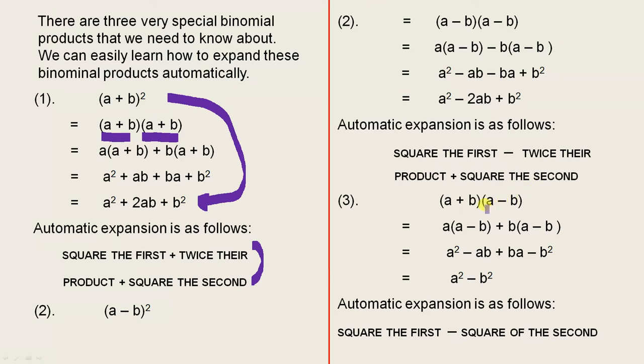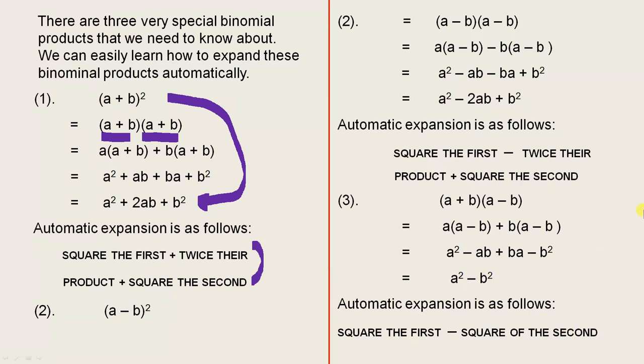Number 3. This is a different type of expansion where you have the product of a sum and difference. That is, you've got two terms that are added together and two terms that are subtracted from each other, and they're the same terms. That's the expansion. That's removing the grouping symbols. And that's the answer, because minus ab and plus ab cancel out. So the automatic expansion is you square the first minus the square of the second, which is a squared minus b squared.